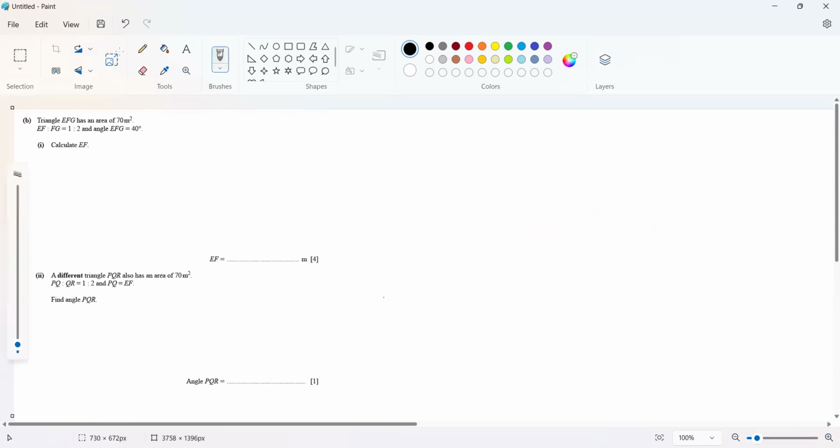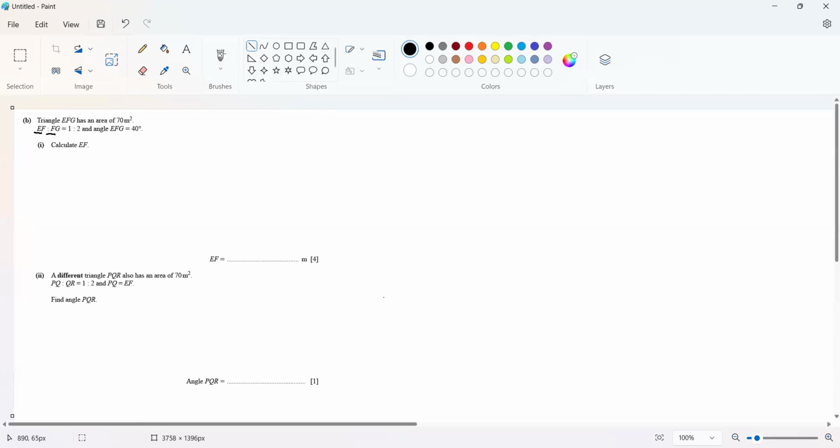So from here, in question B, triangle EFG has an area of 70 meters square. I think I will not remove the triangle first. So I will just work with the, oh, this is a different triangle already. Sorry, that's fine. So EF to FG is 1:2 ratio. So angle EFG is 40 degrees. So find EF. So this EF to FG is the ratio of their lengths. So angle EFG is 40 degrees.